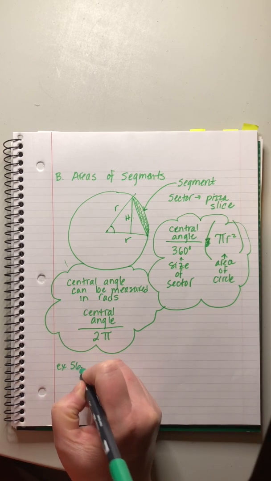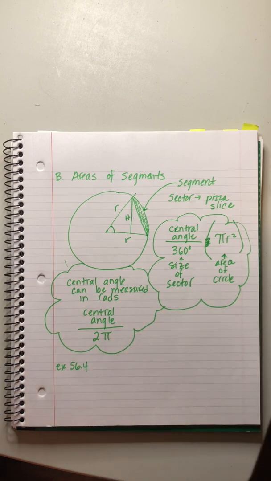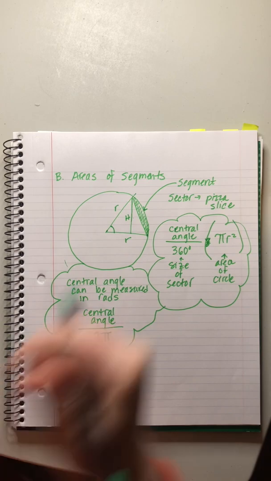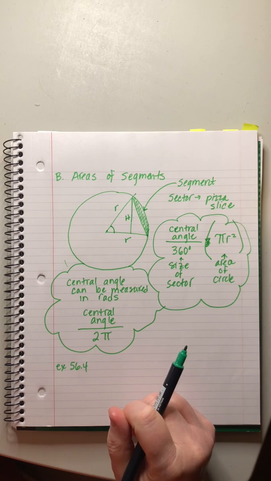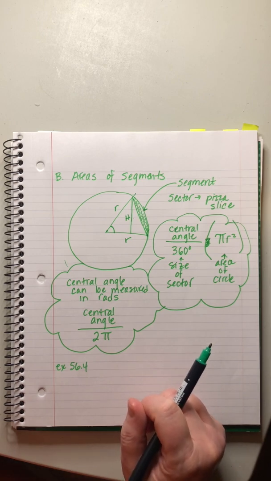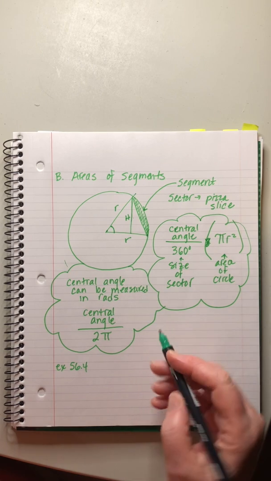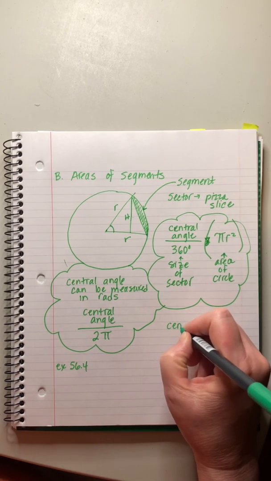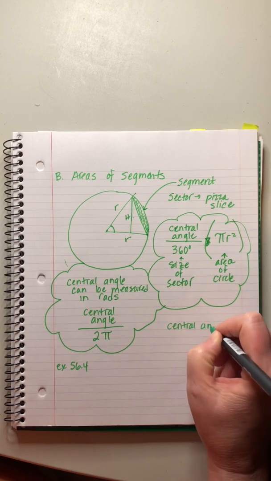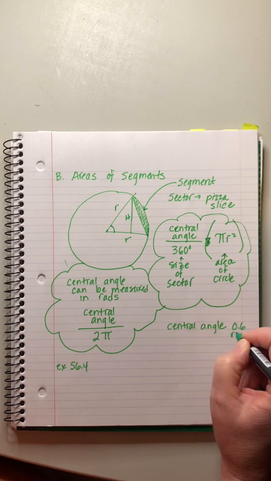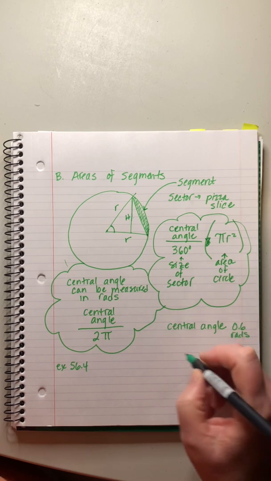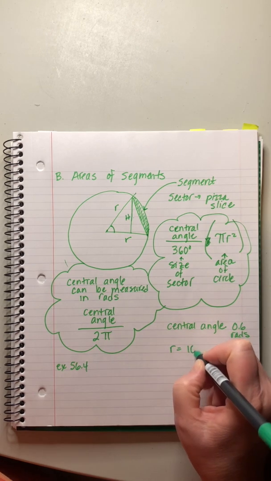Example 56.4. Find the area of the segment shown above if the central angle is 0.6 rads, and the radius is 10 feet.